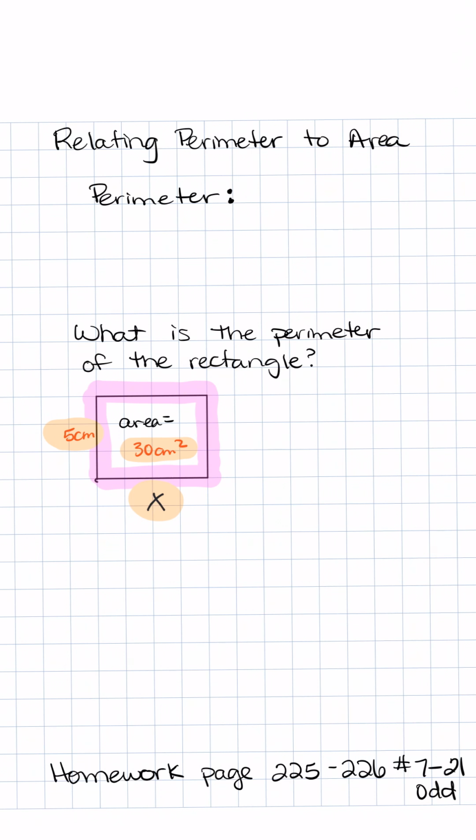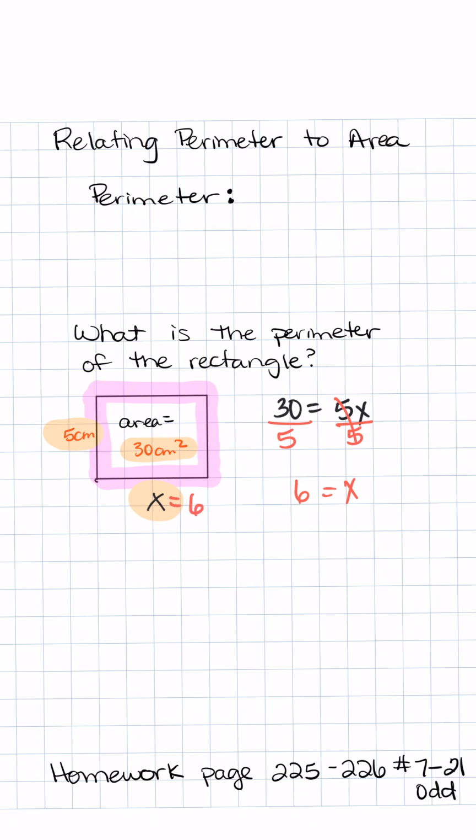So we know that the area is 5 times I don't know what yet equals 30. So 30, the area, equals 5x. And we solve for x, divide by 5, divide by 5, x equals 6. So this side equals 6.